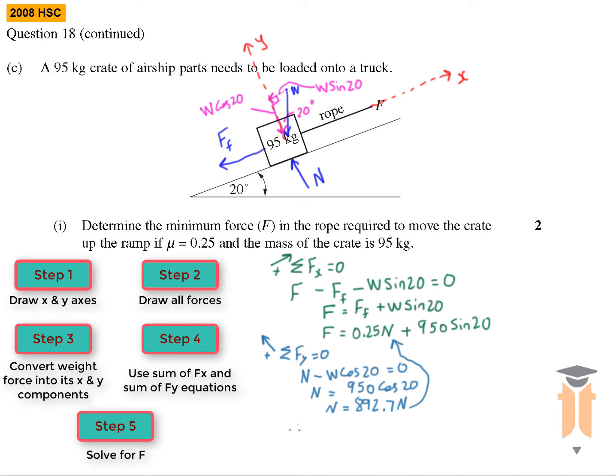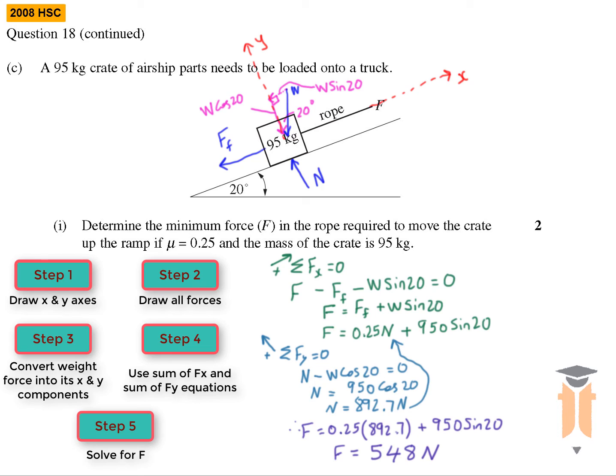Now that I've got my normal force, I can then go and sub this back into here. So therefore, F is equal to 0.25 times 892.7 plus 950 sin 20. So plug those values into the calculator and you get a force of 548 newtons.